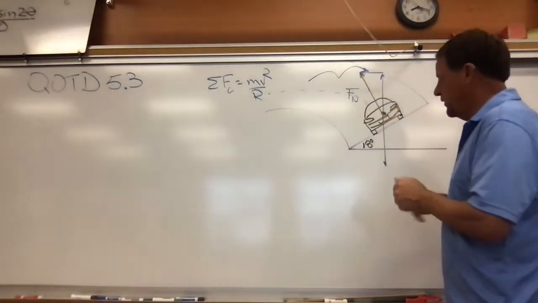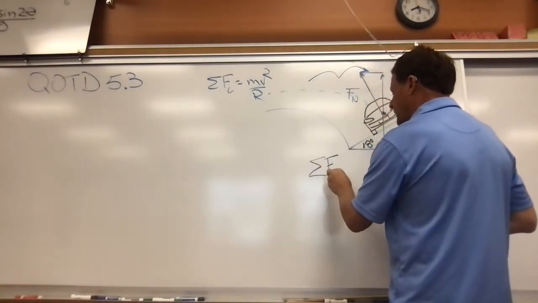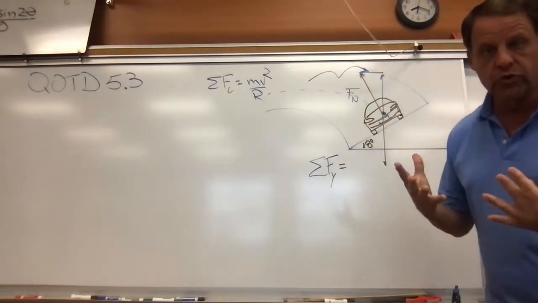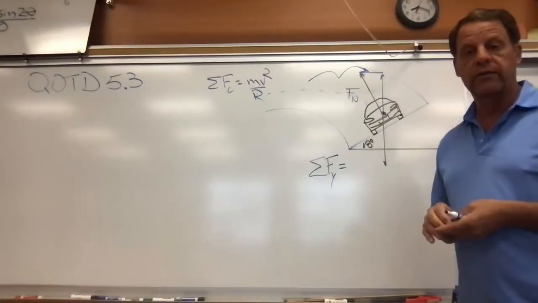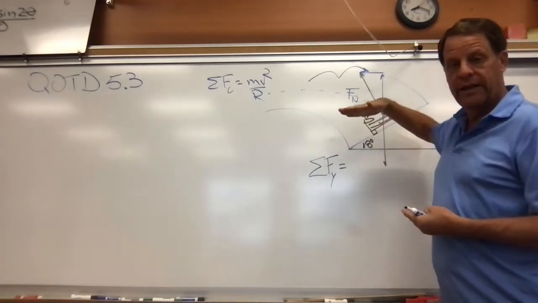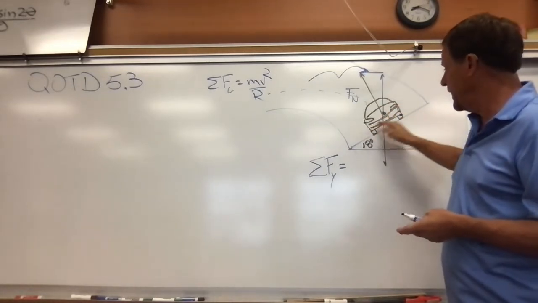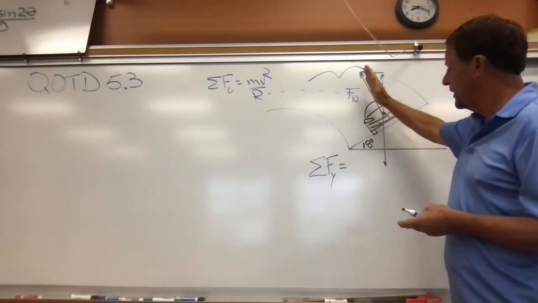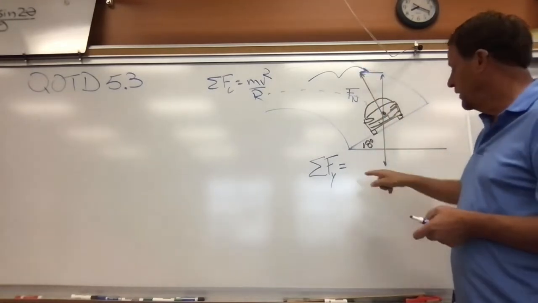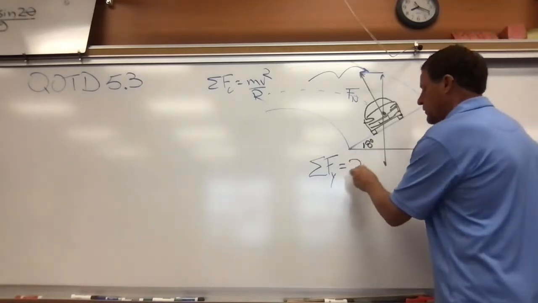And then up and down this way, we have the sum of the forces in the y. In this case, as usual, the sum of the forces in the y is going to equal 0. Essentially, as this car is going around the curve, it's keeping the same height. It's not sliding down, not sliding up, not levitating off, and not sinking. So the sum of the forces in the y direction is equal to 0.